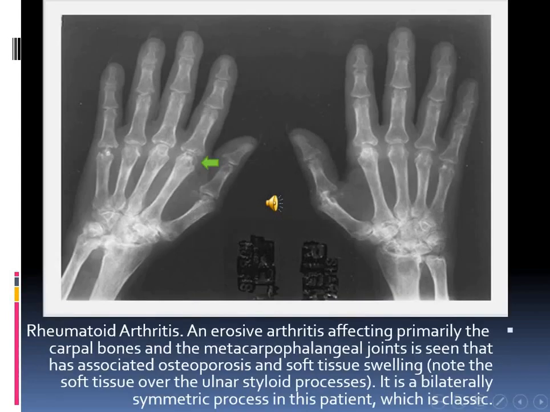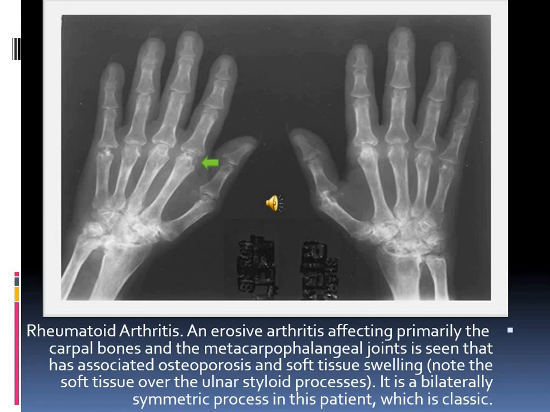This plain X-ray shows us the classical appearance of changes that could be seen in rheumatoid arthritis. We have here the bone density is abnormal. We can see that there is a generalized decrease in the bone density of the metacarpal and phalangeal bones, and there is erosion, which is well noted as you see at the green marker. There is erosion in the most important site, which is the metacarpophalangeal joints.